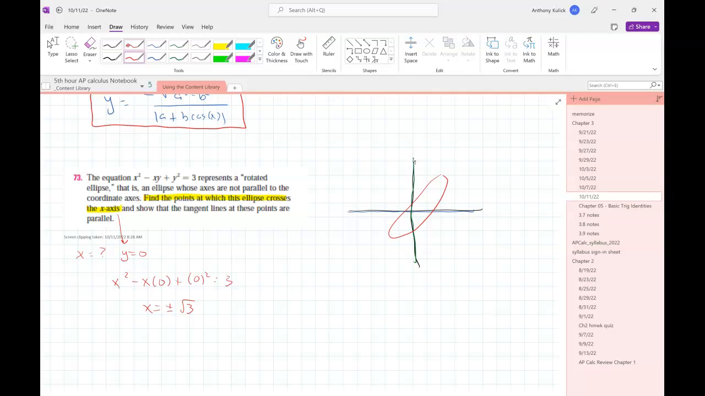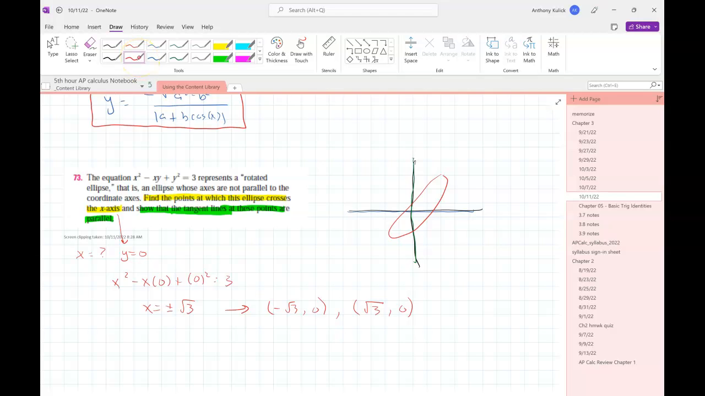So there's 2 points. There's negative square root of 3 comma 0, and then there's positive square root of 3 comma 0. Then it says show that the tangent lines at these points are parallel.